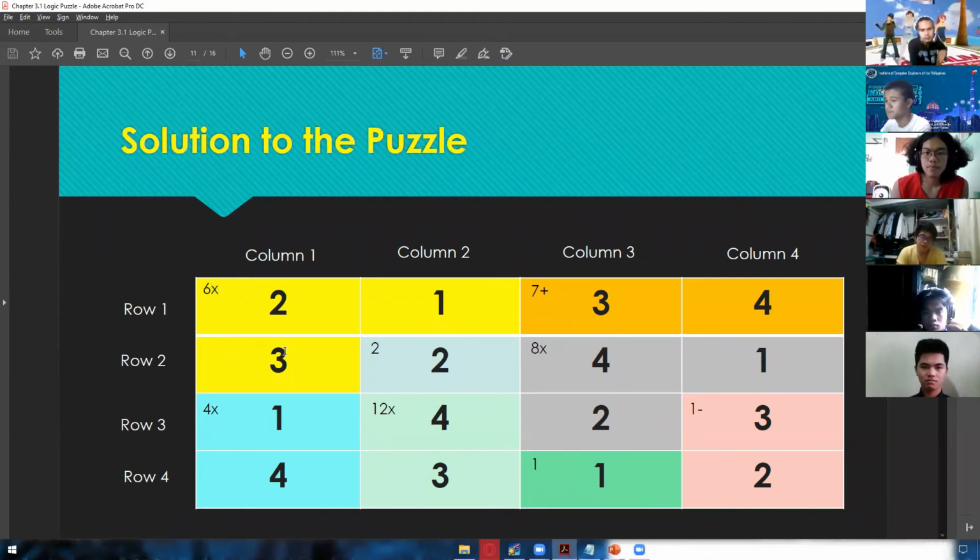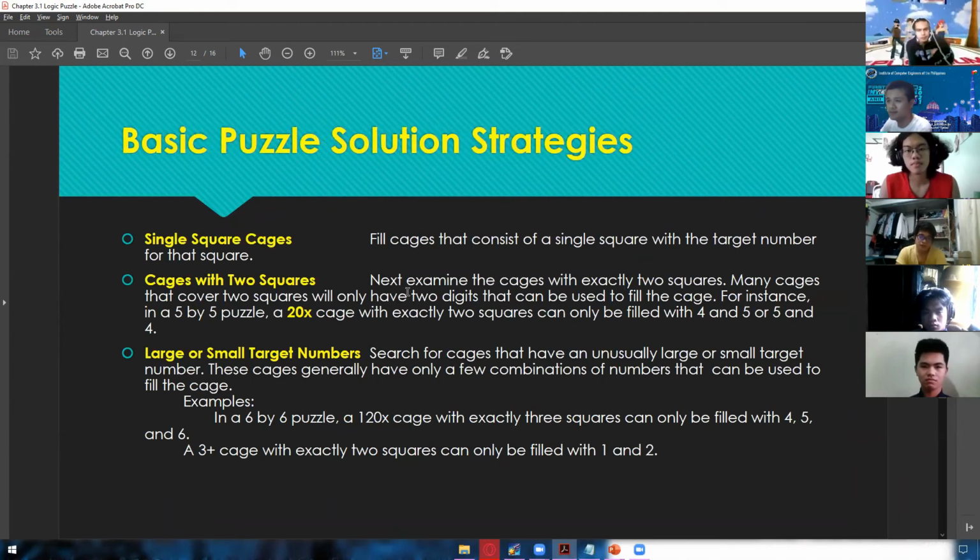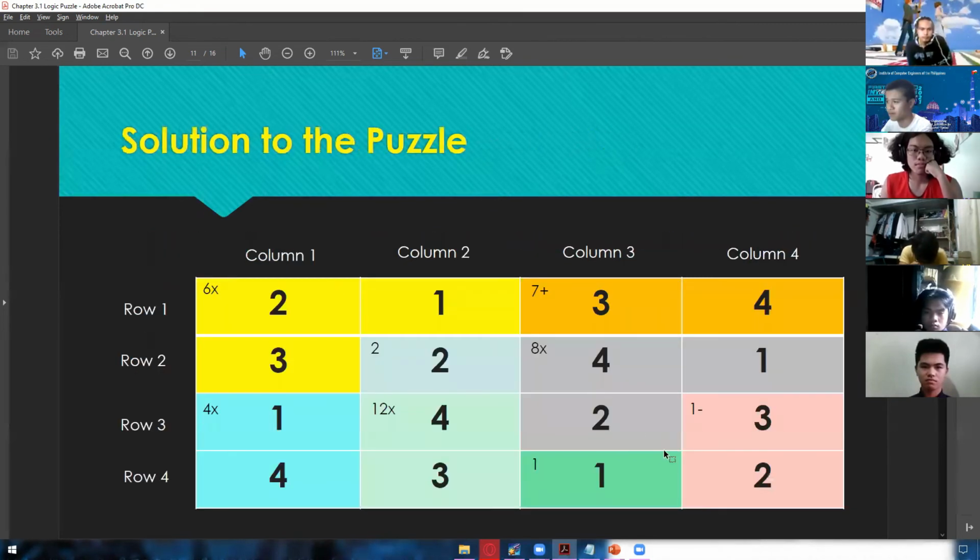Okay, all right. So here are some basic puzzle solution strategies. So for the single square cages, just fill cages that consist of a single square with the target number for that square. So it is just saying that you have to find single square cages because this one is already a bonus, like this one and this one right here.